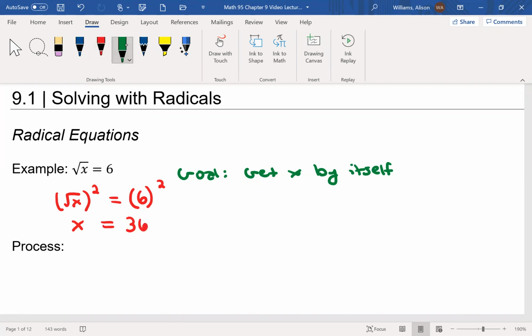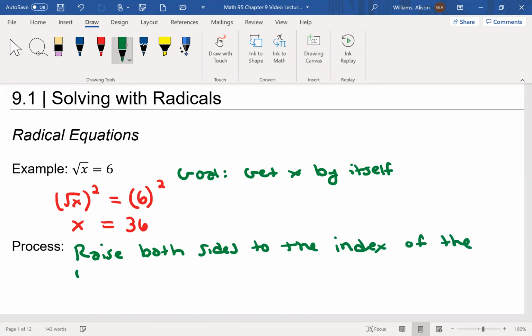Now, just to make sure we understand that, the idea is that square root is saying what squared gives us that number. So if we're squaring it when we're done, we're undoing the square root. It's this opposites kind of relationship. So the process of getting rid of a radical is we are going to raise both sides to the index of the radical.